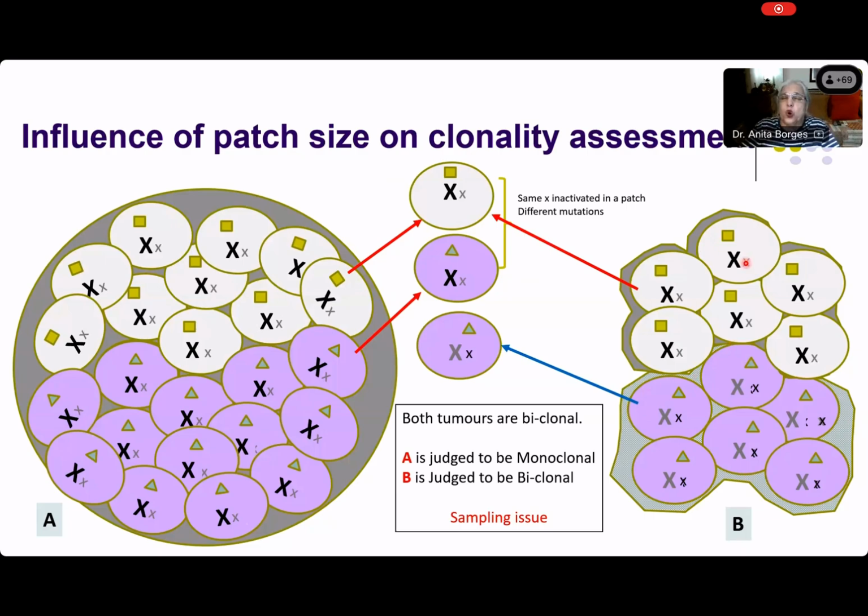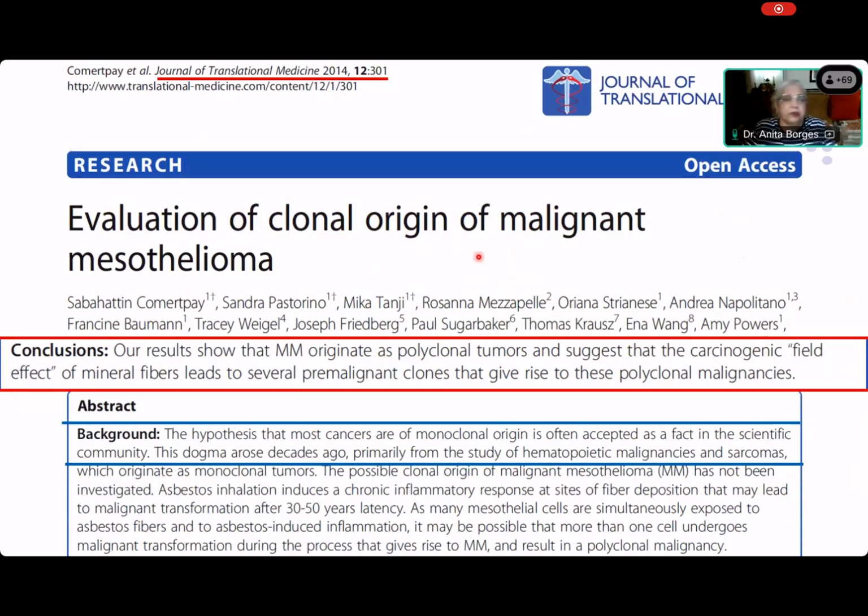Now that we are doing whole genome sequencing and exome sequencing, and we're not relying on things like looking at X inactivation, we are finding more and more that tumors are not monoclonal. Many of them are actually biclonal, and some of them are multiclonal. And you've seen the papers that are going up now. Here is one paper. You need not read it, but I'm just giving you the highlights.